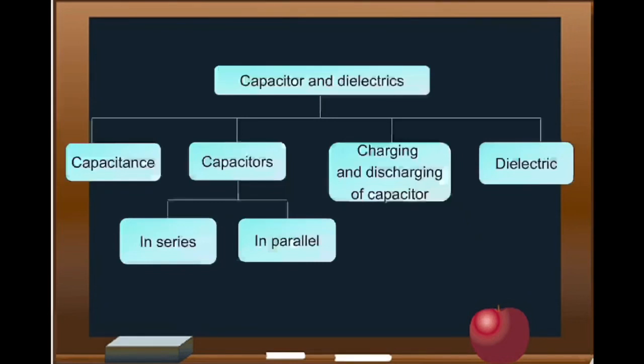We are going to learn about capacitance, capacitors which are connected in series and parallel, and then the charging and discharging process of a capacitor, and finally we are going to learn about dielectrics.